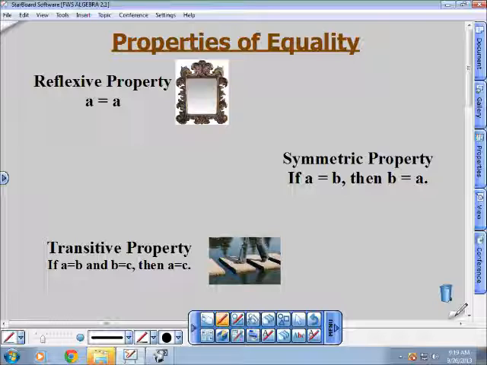But as you go on in algebra, you're going to find problems where you're going to need to use those in steps to prove that something is algebraically true. So this is important to know. So when you hear the word reflexive property, think of a mirror.